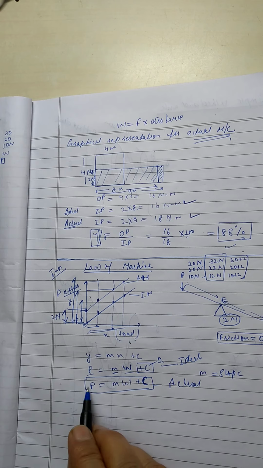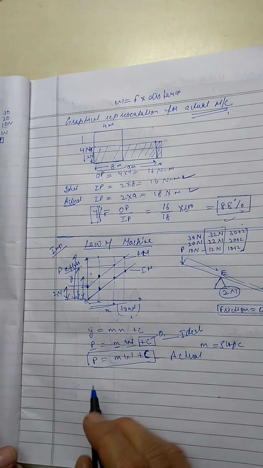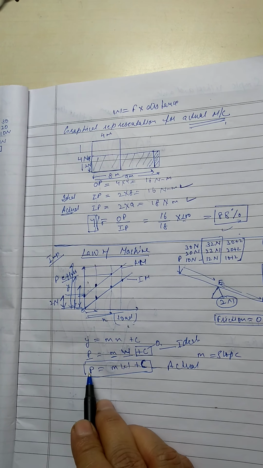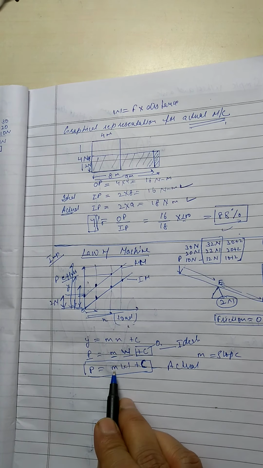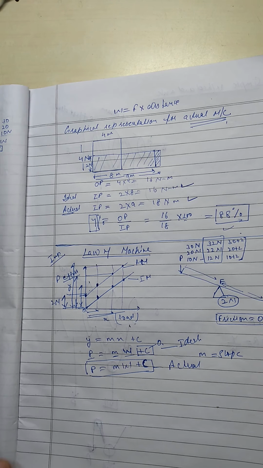This equation is known as the law of the machine. So the law of the machine is P is equal to mW plus C. P is the effort, W is the weight lifted, m is the slope of the line, and this constant stands for the extra effort, which is shown here. This is the extra effort to overcome the friction.